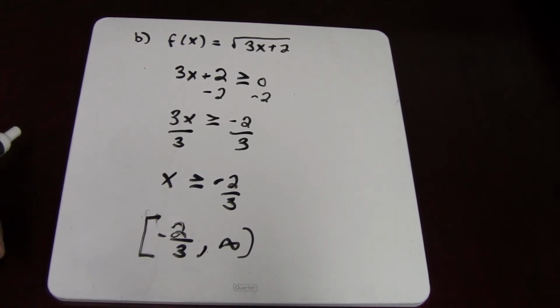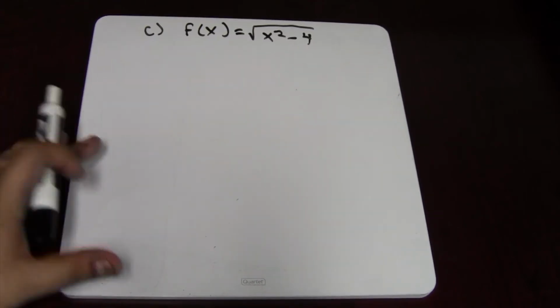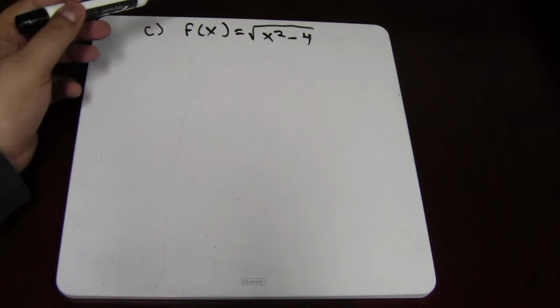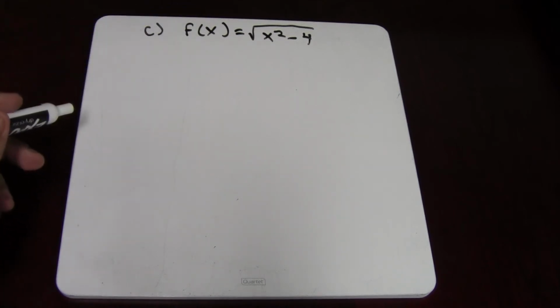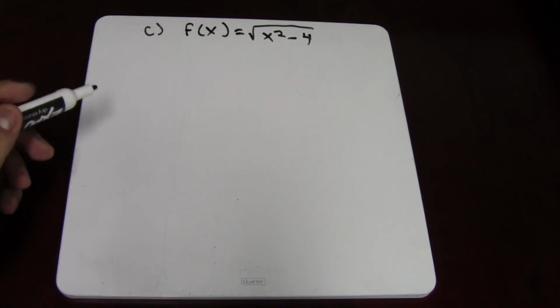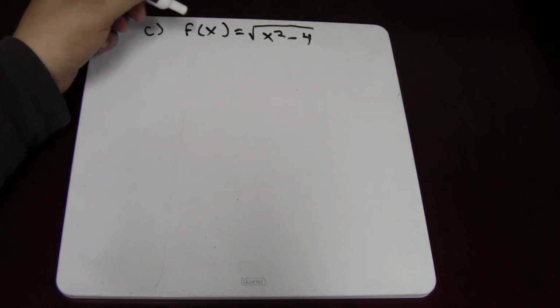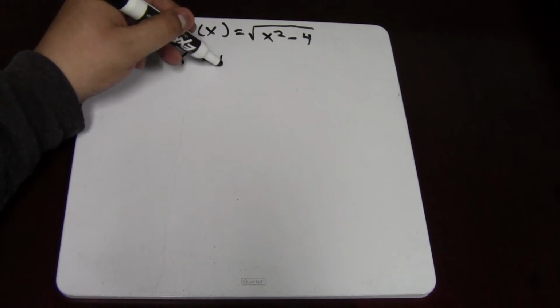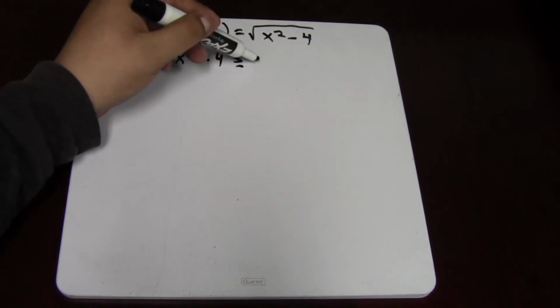Let's look at the last example of this part. Okay, what we have here is the third example, letter C, where we have another square root. But this time we have a quadratic inside of the square root. Similarly to what we did in the last example, the same thing applies. X squared minus 4 needs to be greater than or equal to 0.